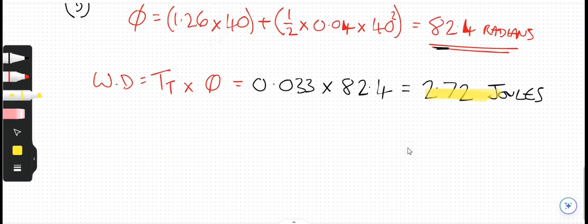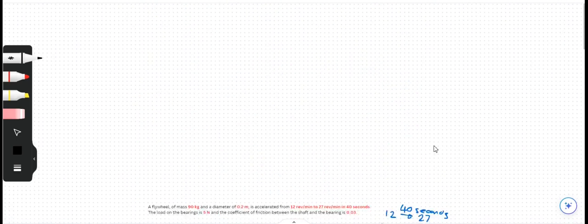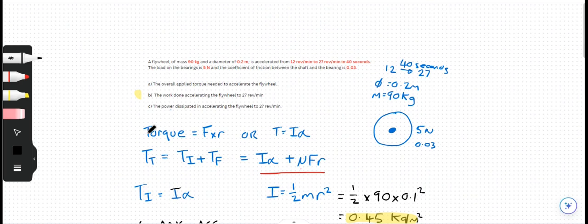So part C now is the final lap. We've done all the hard work really. Part C is the power dissipated in accelerating the flywheel. So how much power do we need to accelerate that flywheel?